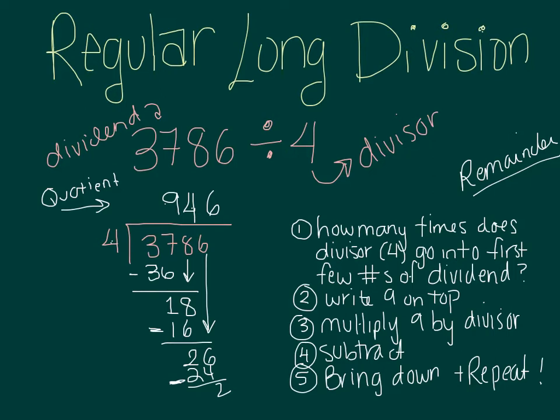Now you've learned 2 different ways to express your remainders in your life. The first way you did was probably just saying R2, remainder 2. It goes in 946 times with a remainder of 2. Later on, you may have made a fraction. For right now, we're just going to say R2. So my quotient is 946 with a remainder of 2.